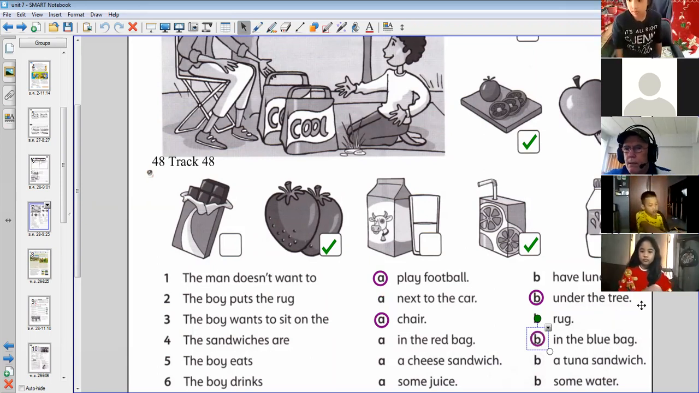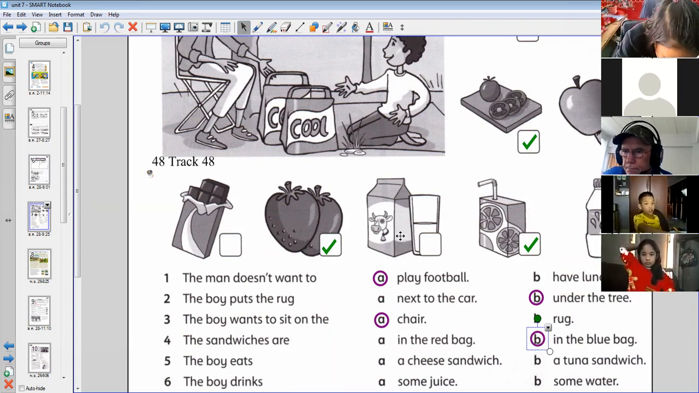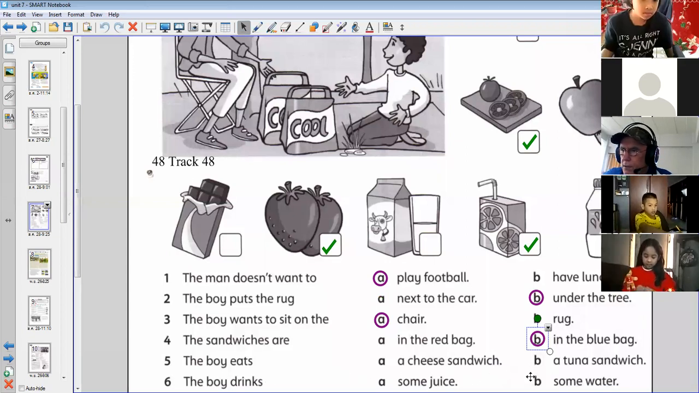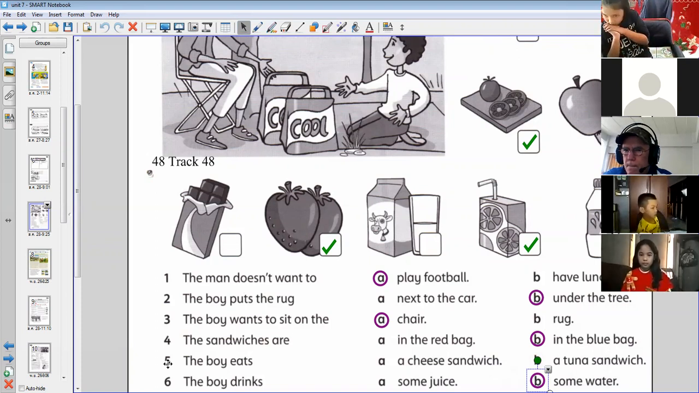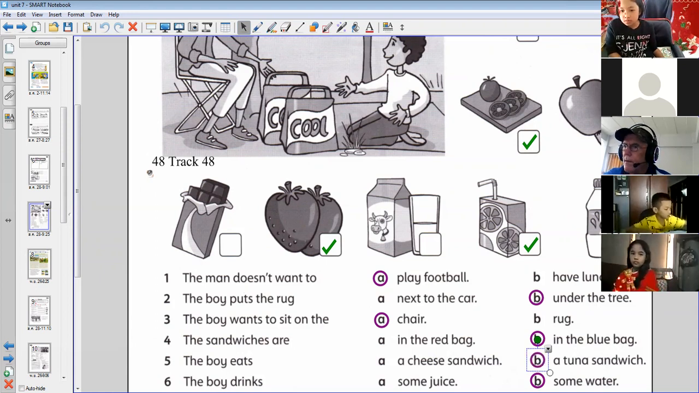Okay. Number five. Anda. Okay, Anda, you can do five. The boy drinks some water. That's a funny number five. That was number six. The boy drinks some water. Okay, so Beauty, you can do number five. The boy eats a tuna sandwich, yeah. Okay, good.